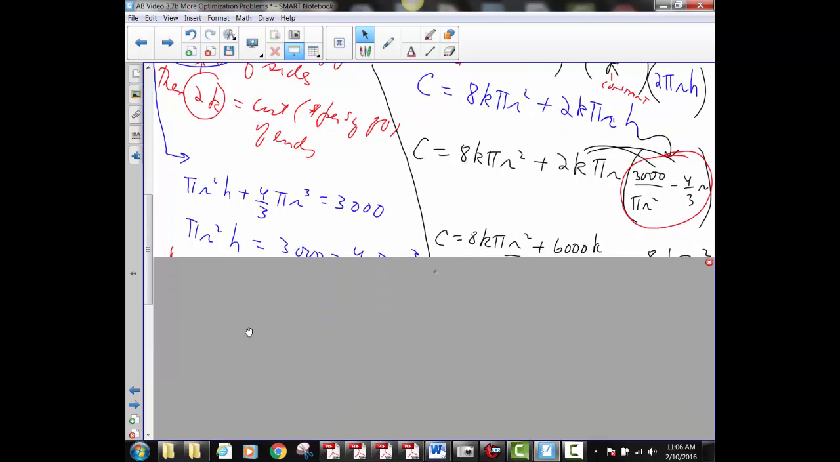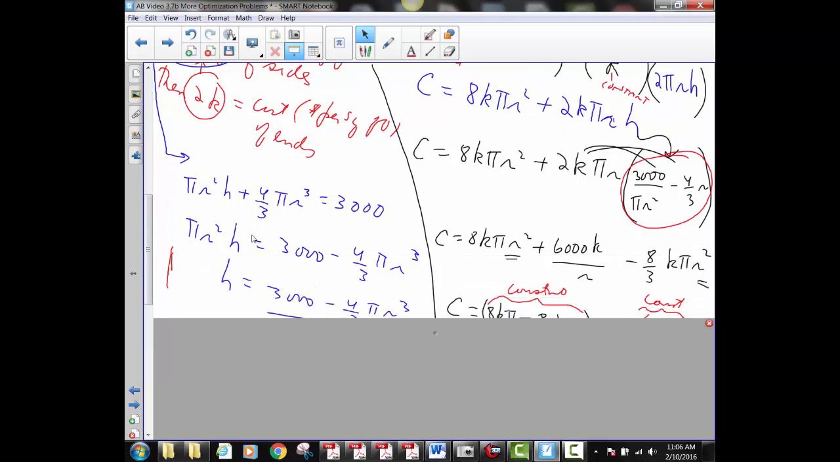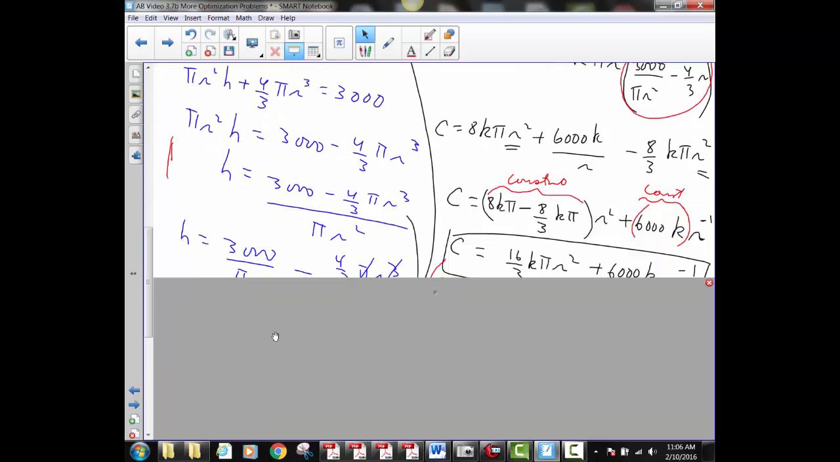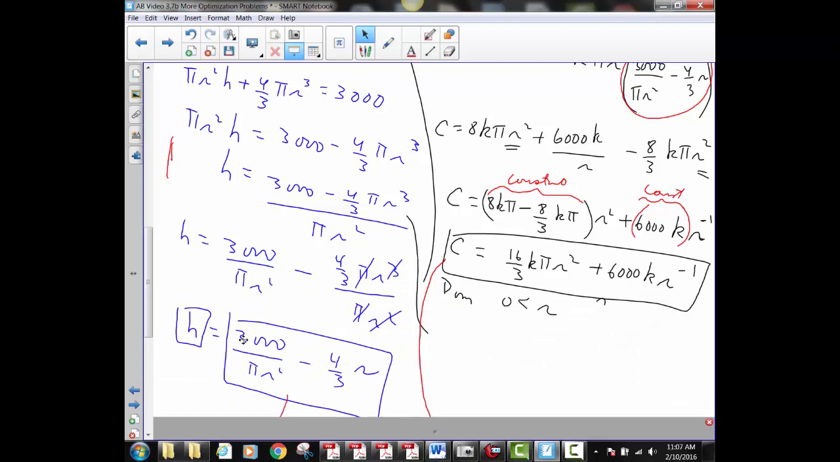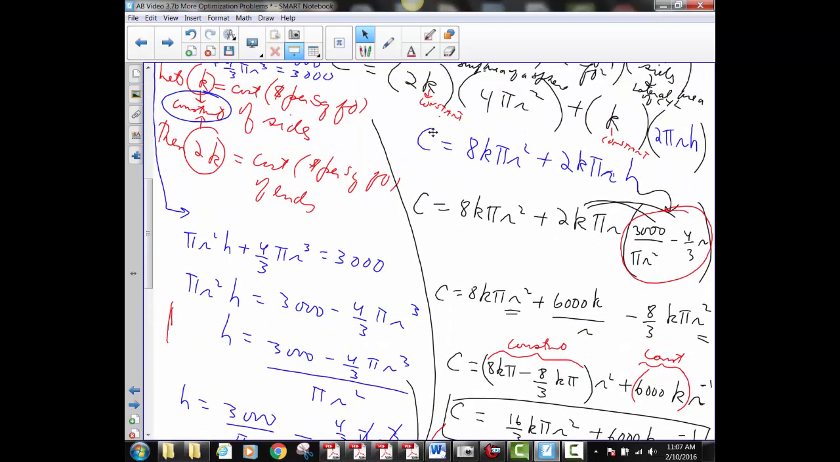Now when you're deciding which one to isolate, it's way easier to isolate h because r is in both terms and h is only in one term. So I isolate the term with the h, then I isolate the h, and then I simplify. And after all is said and done, h is equal to 3,000 over pi r squared minus 4/3 r. So I come back up to my equation that had too many variables. I replace h by the quantity I just found.